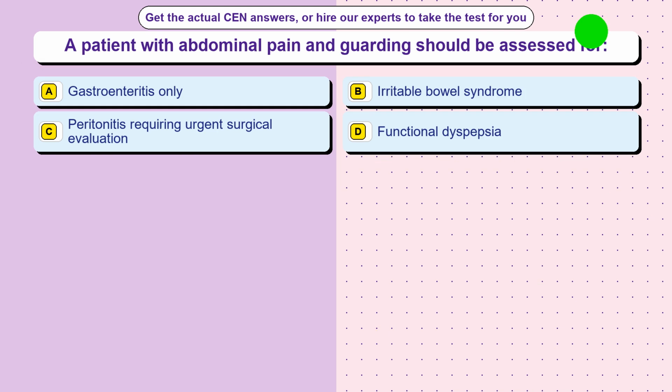Question 59. A patient with abdominal pain and guarding should be assessed for Option A, gastroenteritis only. Option B, irritable bowel syndrome. Option C, peritonitis requiring urgent surgical evaluation. Option D, functional dyspepsia.